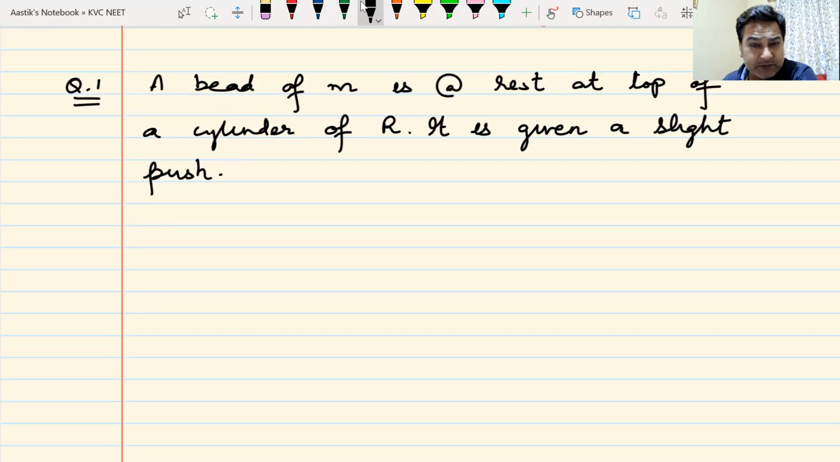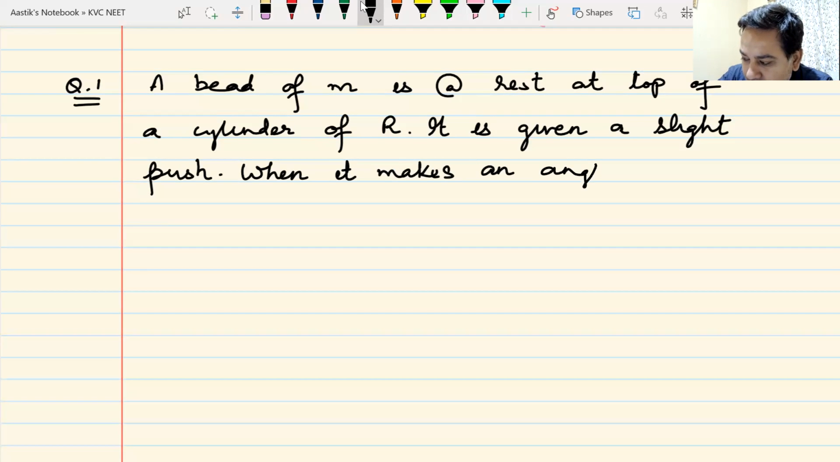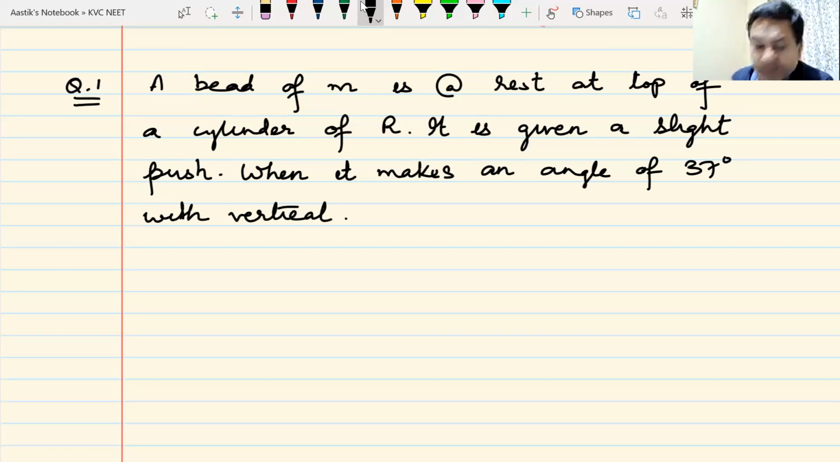So what will happen if it is given a slight push? It will move down. When it makes an angle of 37 degrees with the vertical. So it is now making an angle of 37 degrees. It has fallen down. It is making an angle of 37 degrees with the vertical.